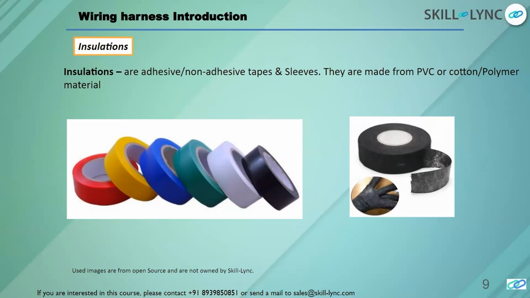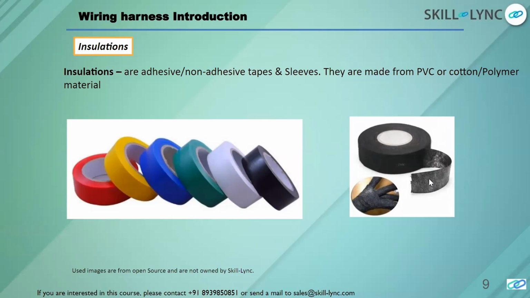But here these tapes, as you can see, like your cello tapes and other things, these adhesive insulation tapes can be wound over the wire systems for protection, as well as for aesthetics, as well as for understanding the notations which are given for the wire. So these are the uses you basically have for insulations, correct?